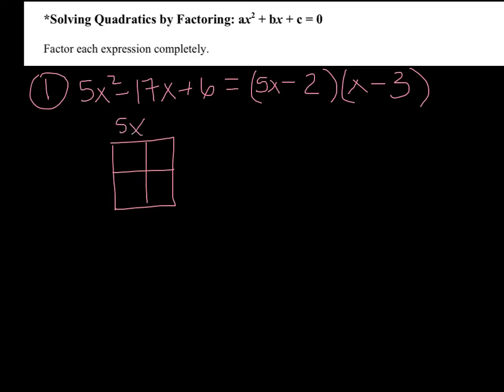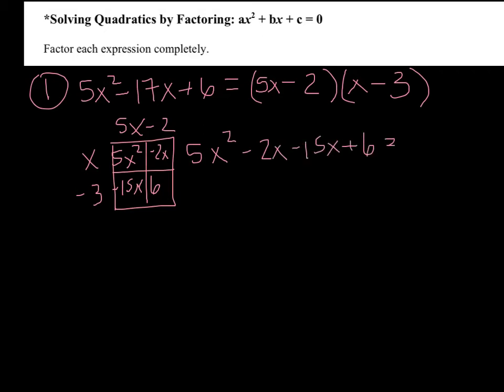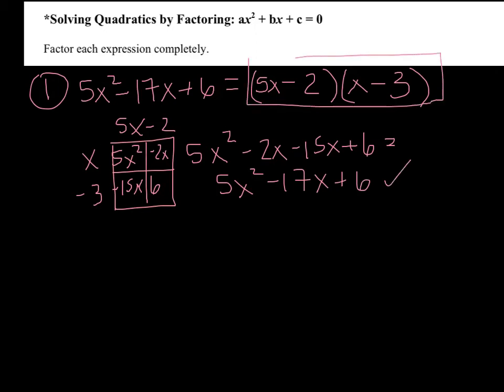So I'm going to do 5x take away 2 times x take away 3. I'm going to multiply 5x times x and get 5x squared. I'm going to take negative 2 times x and get negative 2x. I'm going to take negative 3 times 5x and get negative 15x. I'm going to take negative 3 times negative 2, which is 6. So when I write this out, I've got 5x squared minus 2x minus 15x plus 6, which is 5x squared minus 17x plus 6, and it checks. So this is the correct factorization.